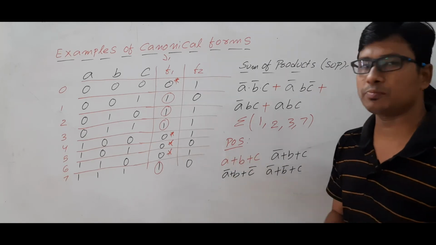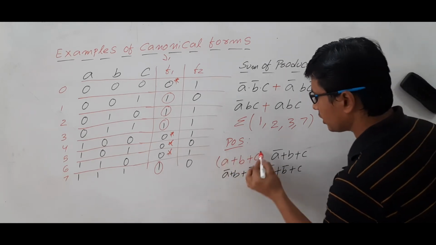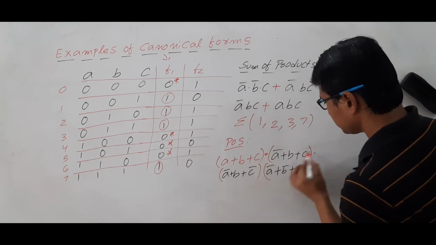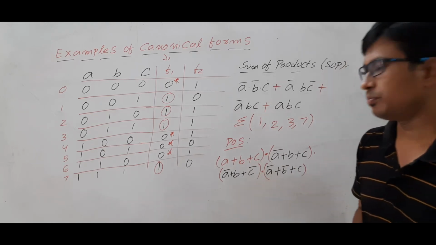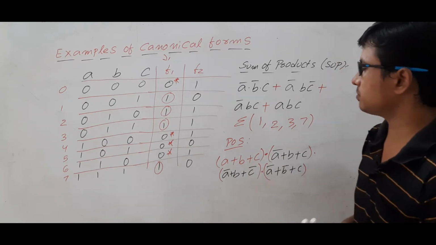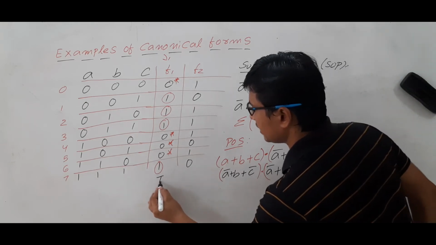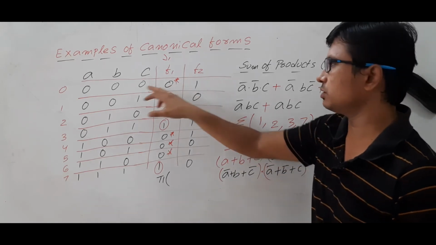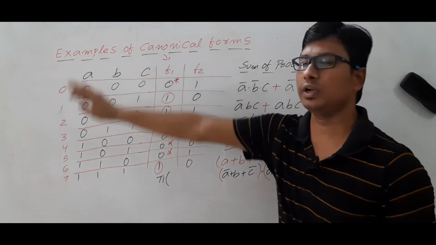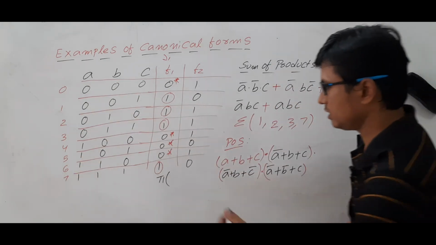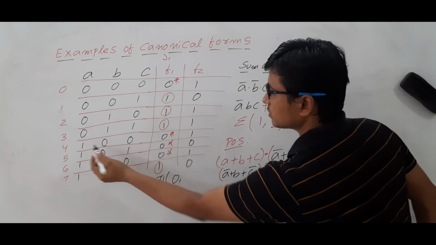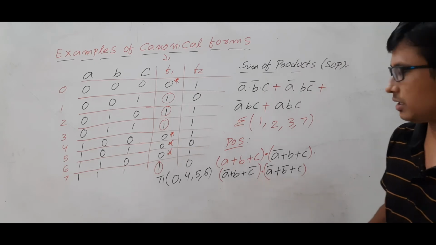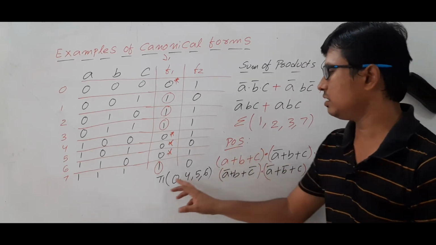Now how to represent it as a product of sums? You need to take the product of all the max terms. How can I take the product? I will apply the AND between them. Then I get the product of sums. Again, the product of sums can also be represented as phi of the combinations when it is producing the output as 0: 0, 0, 0. What is the equivalent decimal number? 0. Again, the decimal number is 4, here it is 5, and 6. You can represent the product of sums like this or even like this.